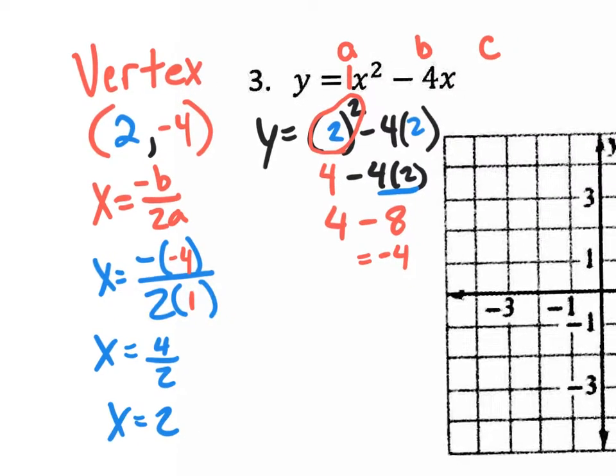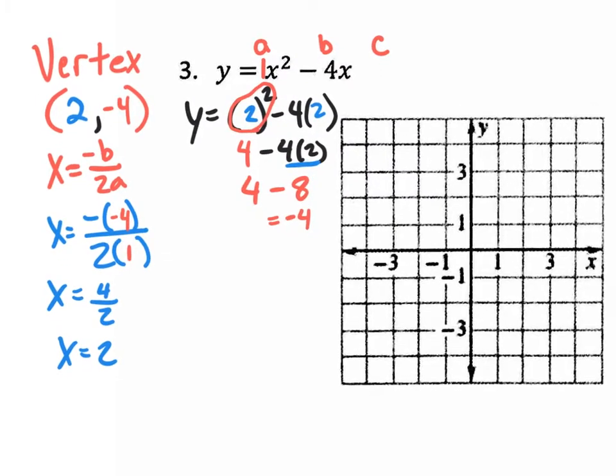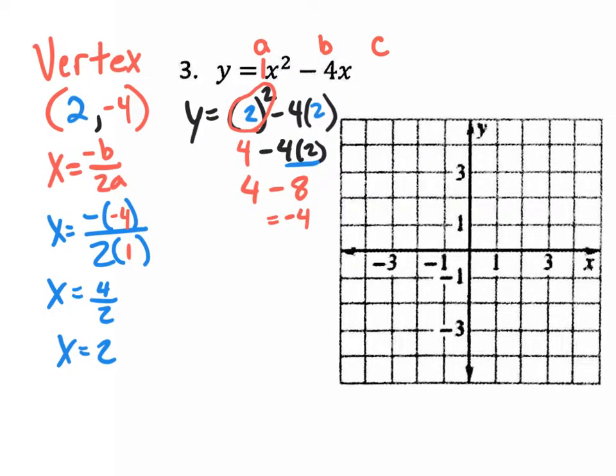I found the most important point. Let's graph the most important point. 2, negative 4. Okay? So let's go 2 on the x, negative 4 on the y, and we end up right here. Everybody with me? Right after the vertex, what's the very next thing we need to do on this graph? Axis of symmetry. That's what provides the reflection.